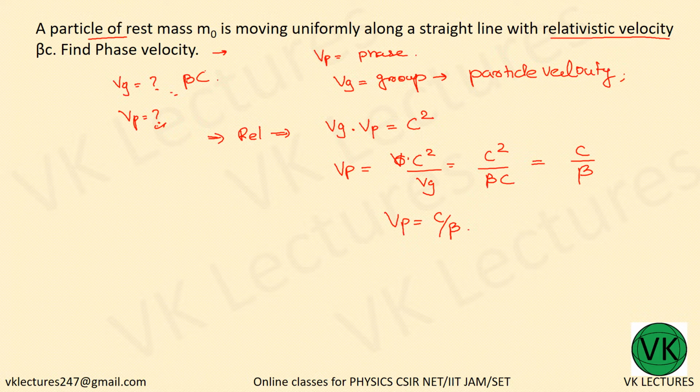Now here also you can find out whether it is normal dispersion or anomalous dispersion. So Vg is equal to beta c and Vp is equal to c by beta. Now beta value is always less than 1, which means your Vp is greater than Vg. So this is corresponding to normal dispersion.